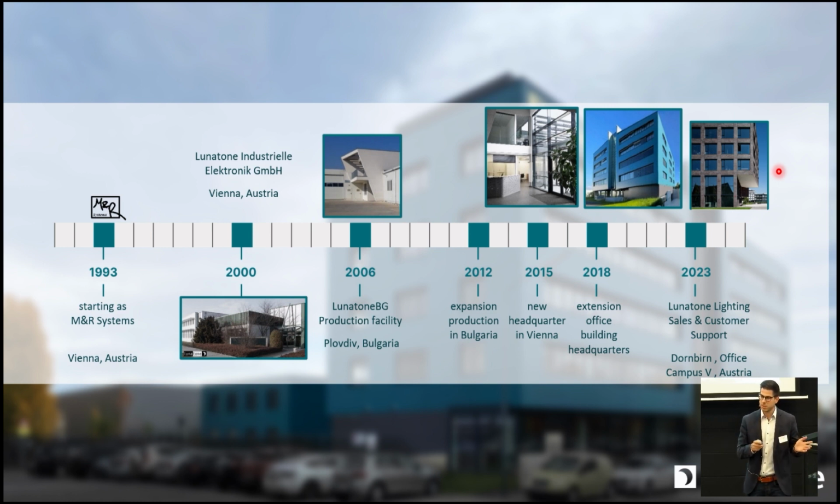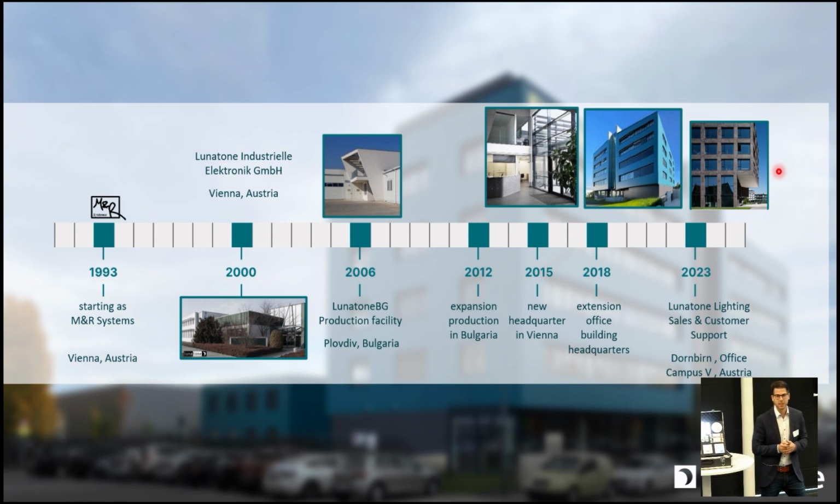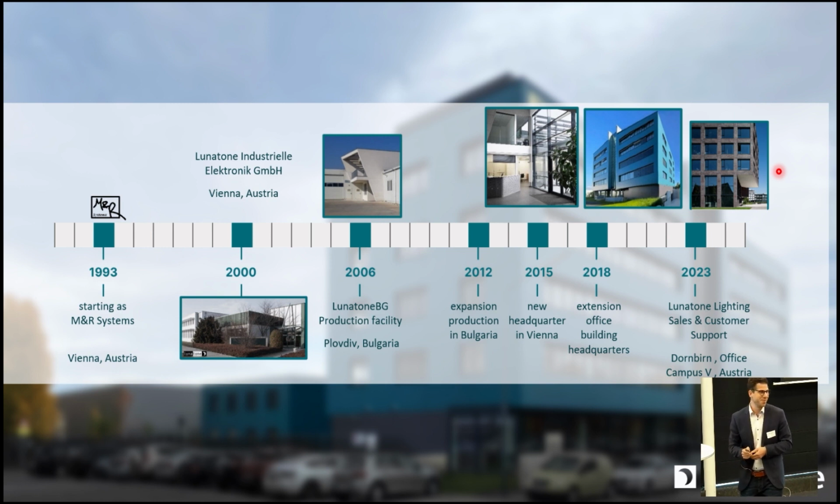Lunatone has always built nice and neat products, but they missed the part where to actually sell and communicate to the outside world that the products have such an advantage over others. And this sales and customer support office is based in Dornbirn, right next to the big mountains and the ski areas. So if you like to go skiing, just try to organize a visit at our headquarters, and you can combine it with skiing.